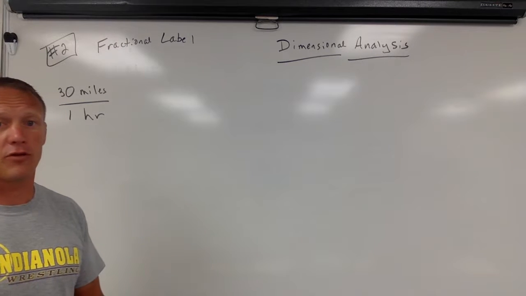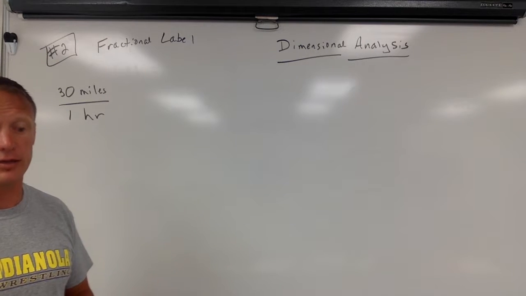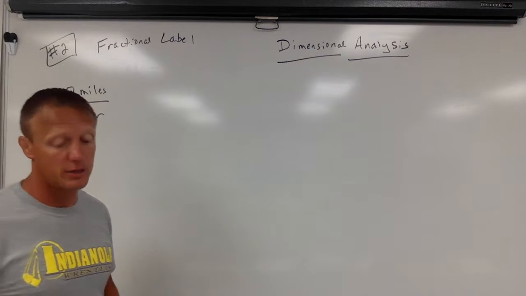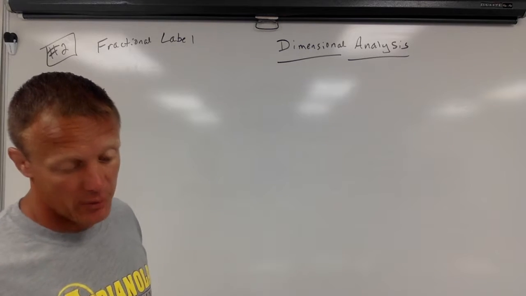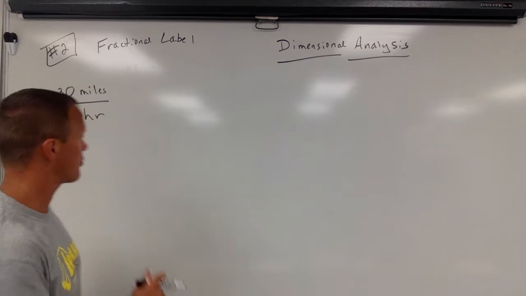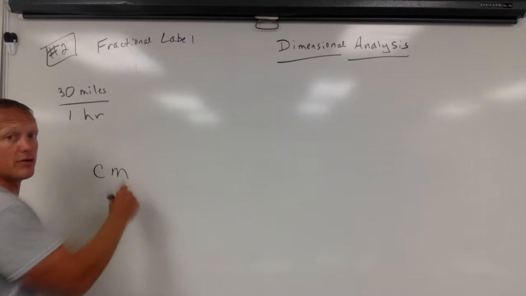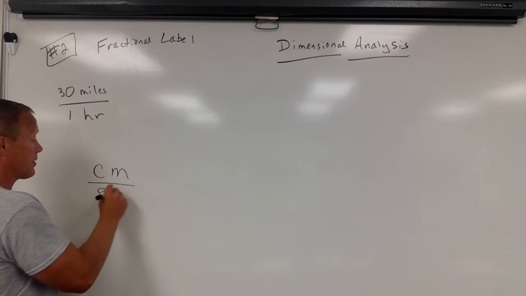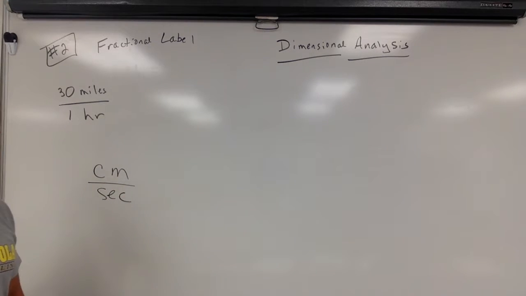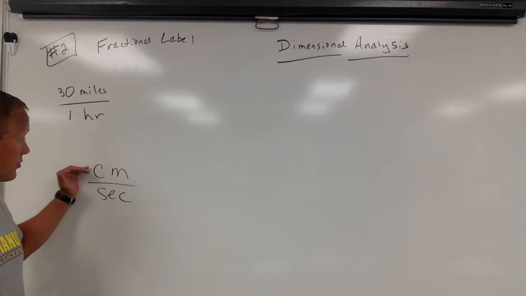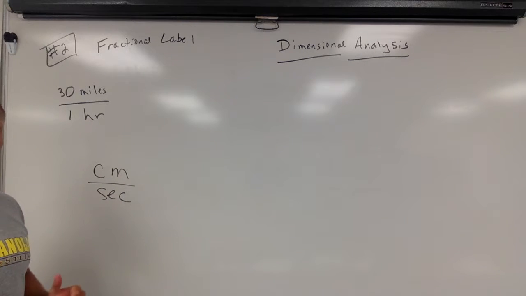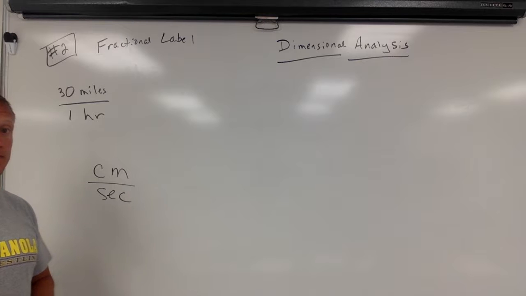So we're going to convert 30 miles per hour, so you kind of know how fast that is. It's how fast Usain Bolt will run a 200-meter dash. And we're going to convert that to centimeters per second. So I want to know how many centimeters you're traveling each second. So when we're done, we should have centimeters on top and seconds on the bottom for our labels. Everything else should be canceled out.